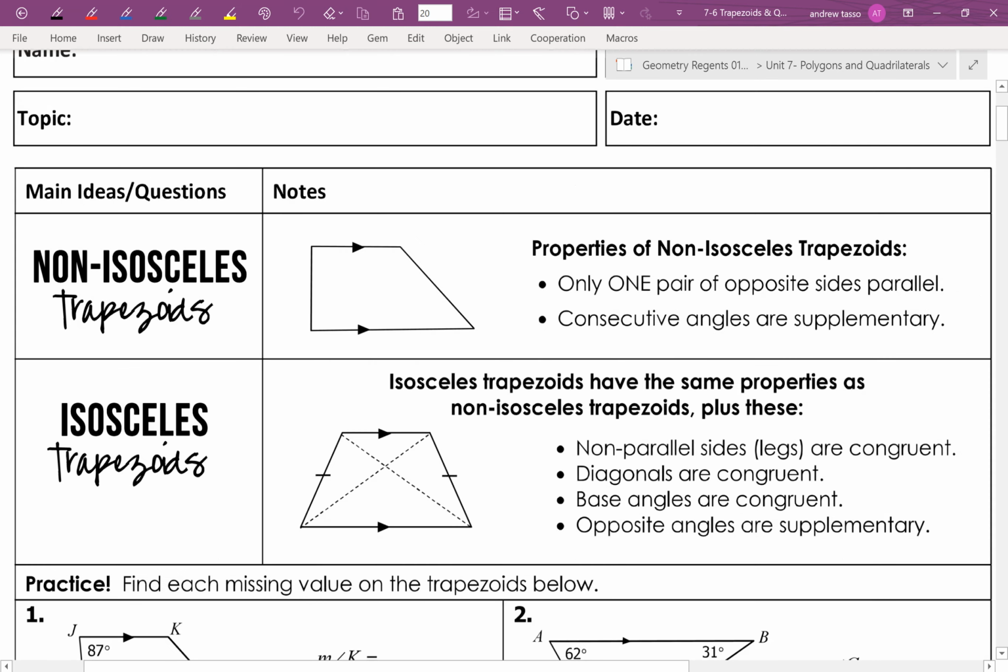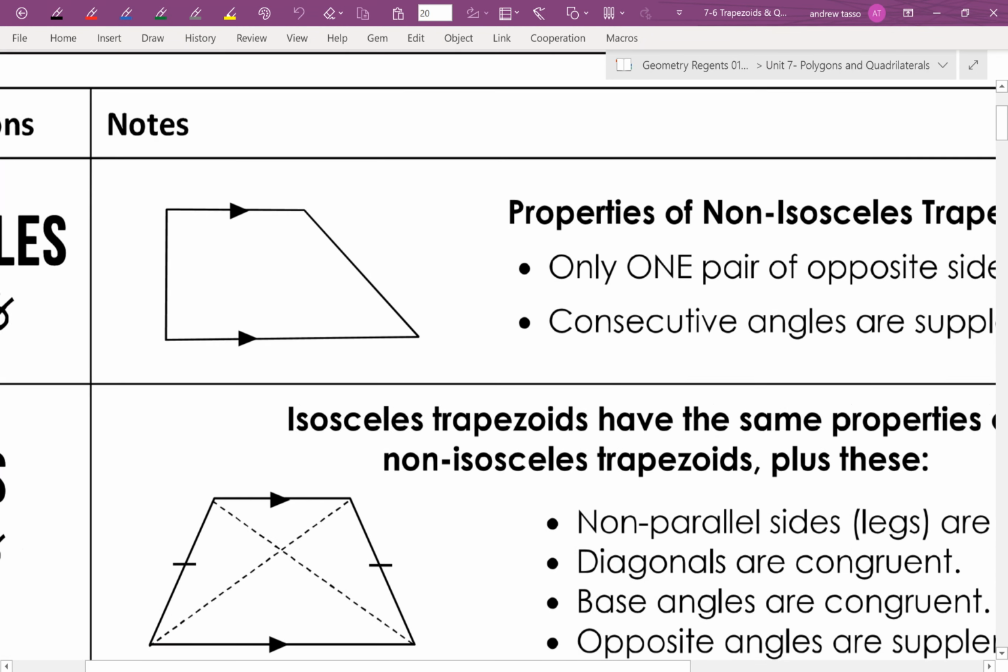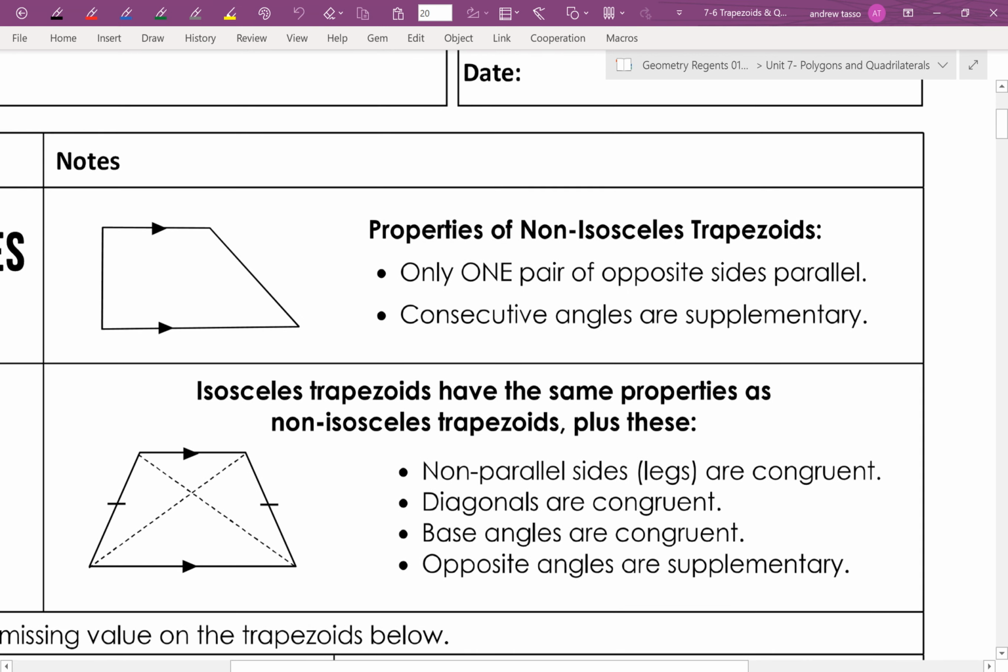Okay, so the next lesson that we're going to talk about is trapezoids. For trapezoids, we have to know a few things. First of all, what is a trapezoid? A trapezoid is a type of quadrilateral, meaning four-sided figure, that has one pair of opposite sides being parallel.